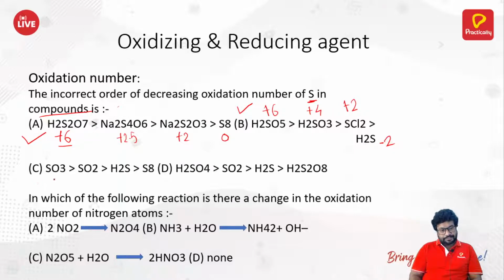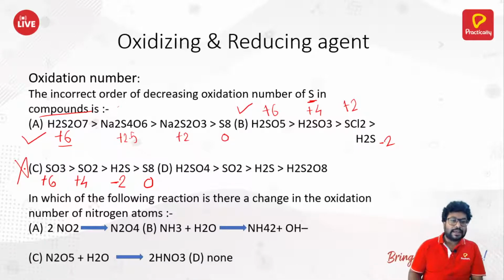Going to the last. In SO3, 3 oxygen, that means -6. Then sulfur has to be in a +6. SO2, 2 oxygen, -2 into 2 is -4. Sulfur has to be in a +4. In H2S, it is in a -2. And in S8, it is 0. So this order is incorrect. After +6, +4, you can have 0, then you have a -2. You cannot have -2 larger than 0, because -2 is smaller than 0. That is why this order is incorrect.